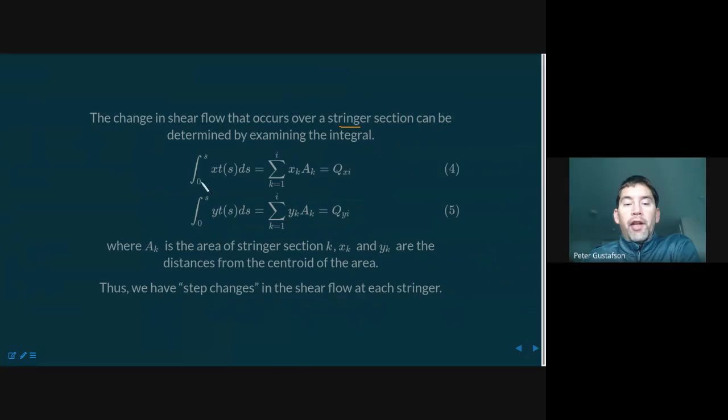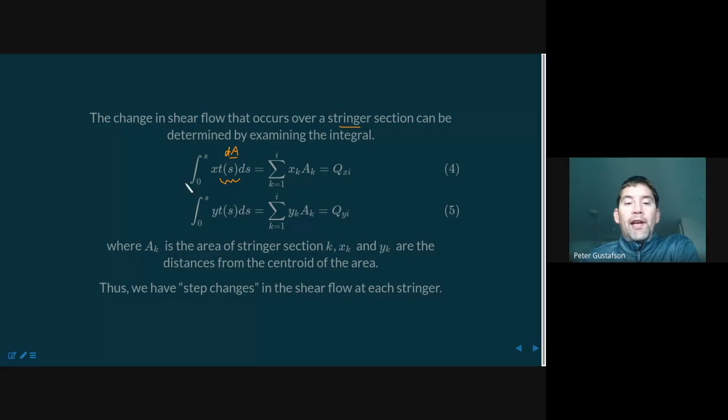So this integral, the integral from 0 to s of x t of s ds, you need to think about what that represents. Well, the thickness times ds, you can almost think of that as this portion right here. This is functionally equal to dA. It's a differential area. It's a thickness times a differential length. So that is ultimately a differential area, and so we're doing an area integral.